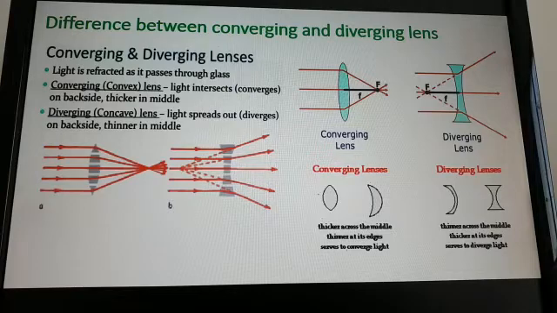When rays parallel to the principal axis pass through the concave lens, they are bent outwards. And the principal focus is the point from where the rays appear to diverge. But here in the converging lens, F is the principal focus. Here in the diverging lens, here it is the principal focus. Here it is the converging lens, thicker across the middle, thinner at the edges. And here it is thinner across the middle and thicker at the edges. That is the difference between converging and diverging lenses.